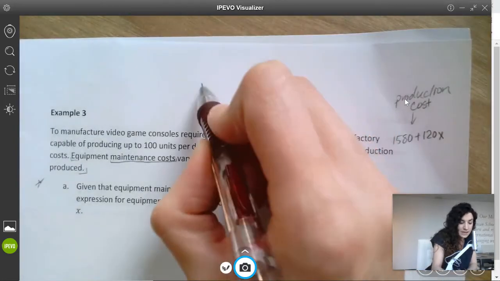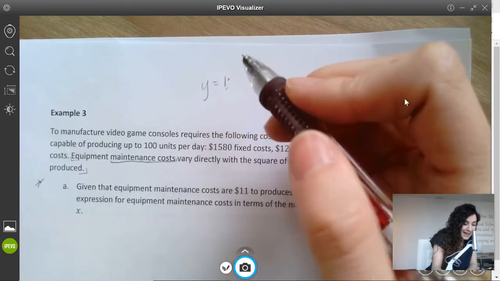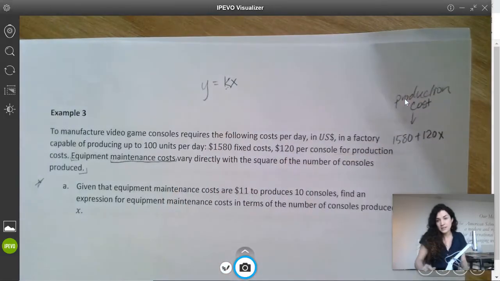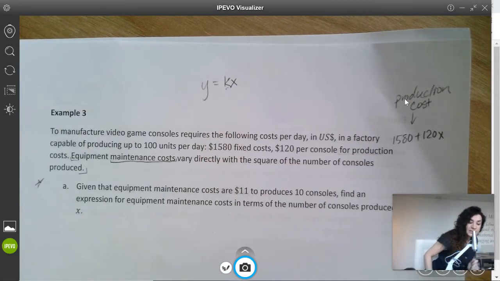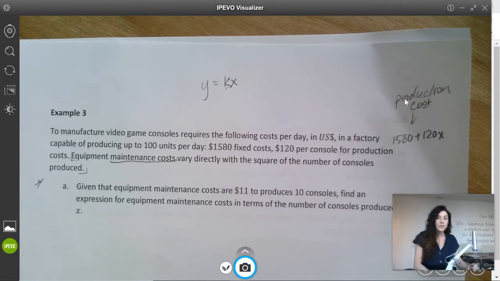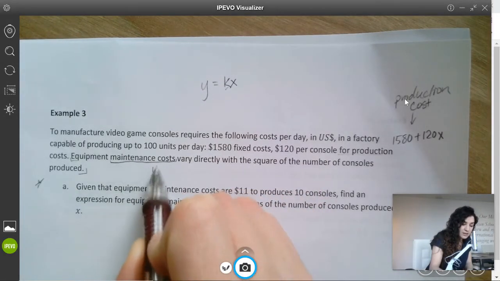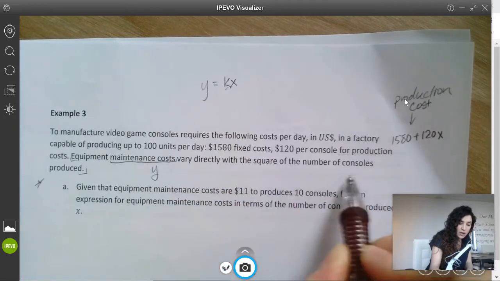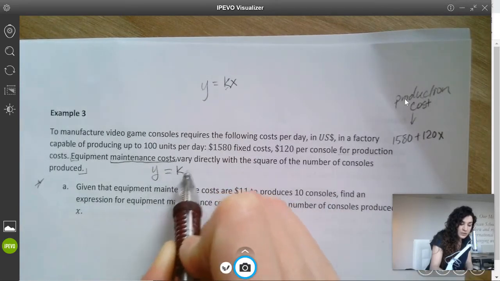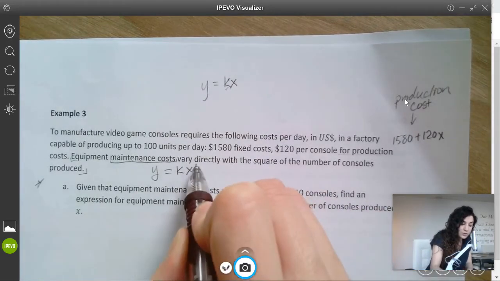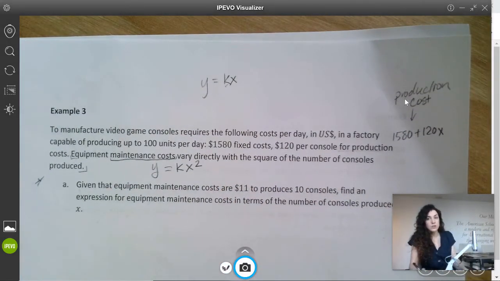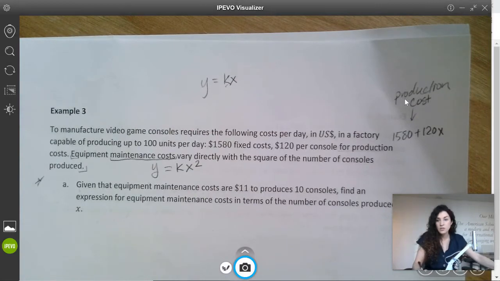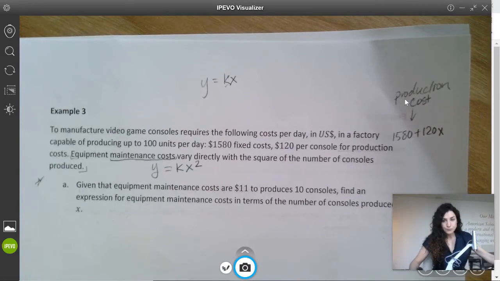Varying directly means that y equals kx. So that was our blanket formula for varying directly. But it doesn't say varying directly, it says varying directly with the square of. So y, maintenance costs, varies directly with the square of the number of consoles. Y equals kx, and then the number of consoles is squared. Okay, so if we don't remember how to do that, we can reference back to our modeling unit and remember about direct versus indirect variation.